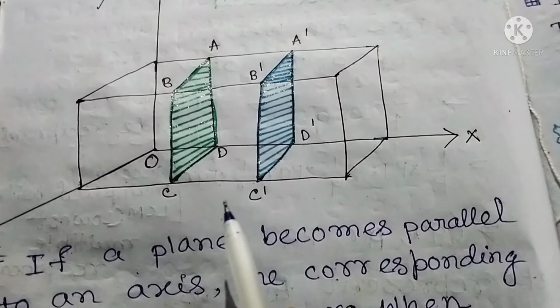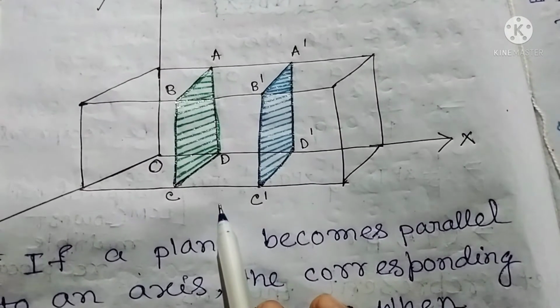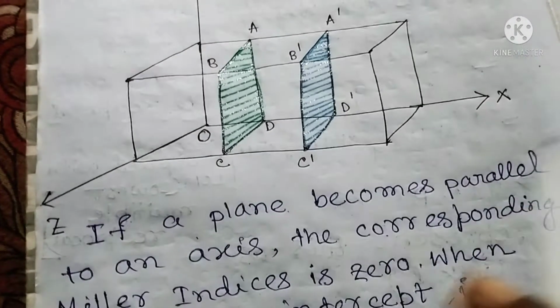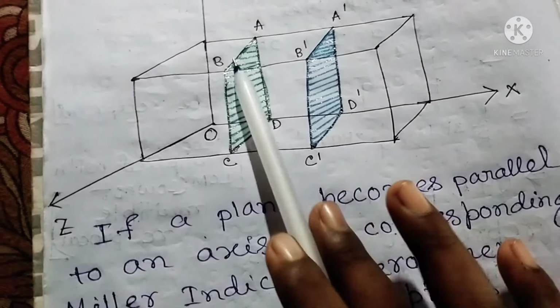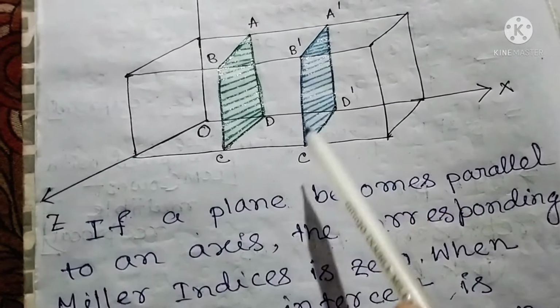Hello, here we draw a structure. There are two planes, A, B, C, D and A dash, B dash, C dash, D dash.